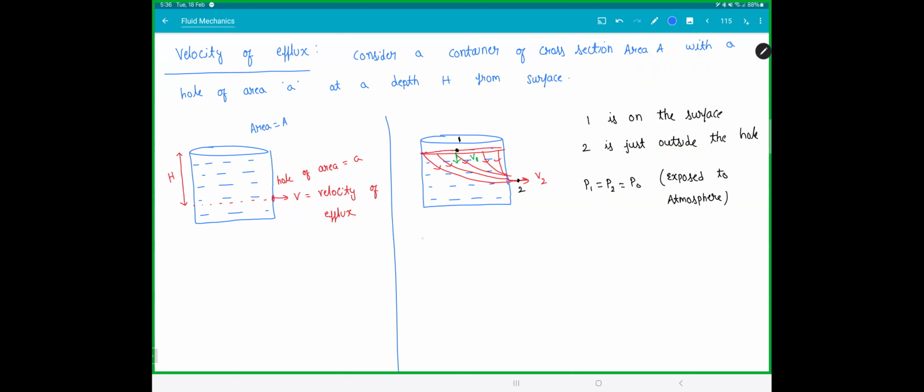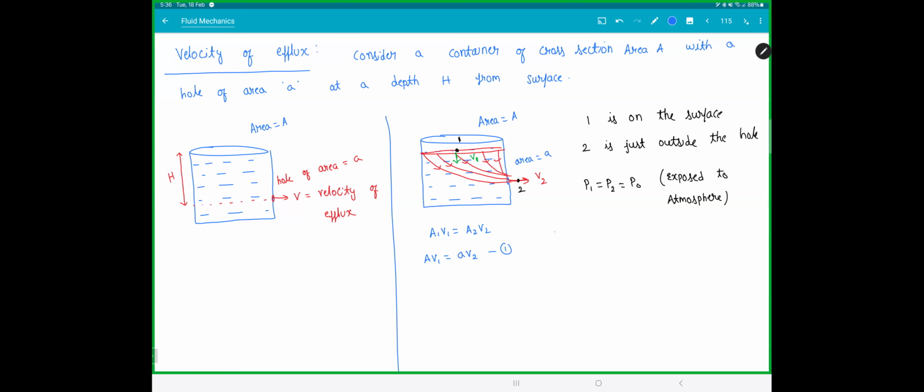So first, equation of continuity. Remember this area was A. The hole area was small a. Equation of continuity: A1 V1 is equal to A2 V2. So in this case, it will be A V1 and this is a V2.